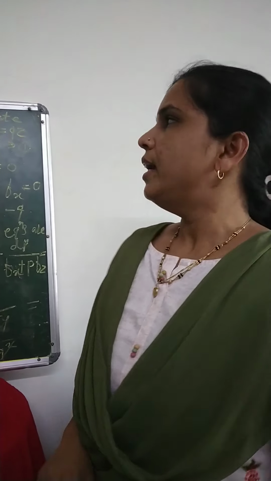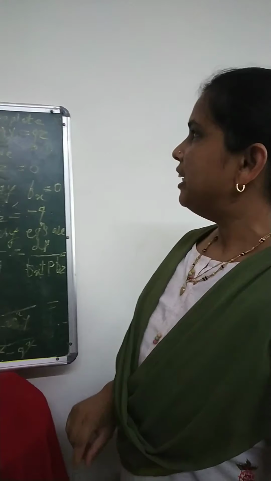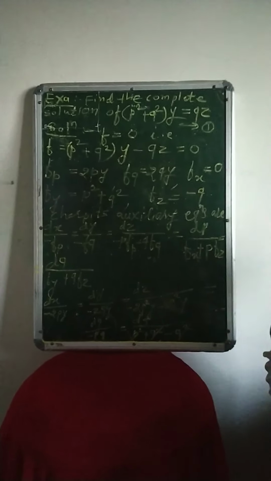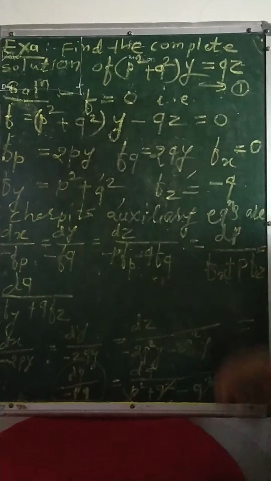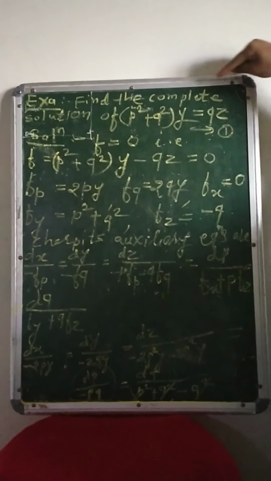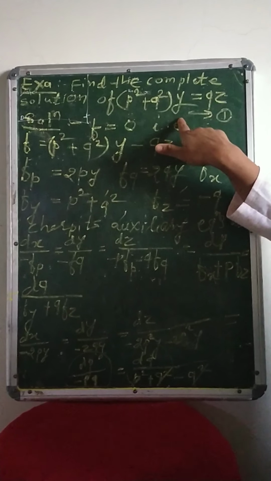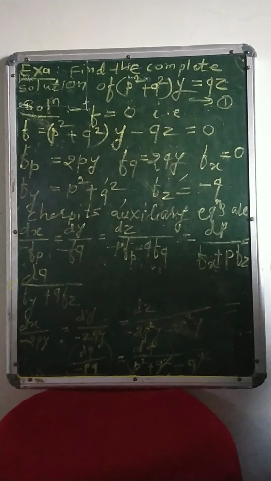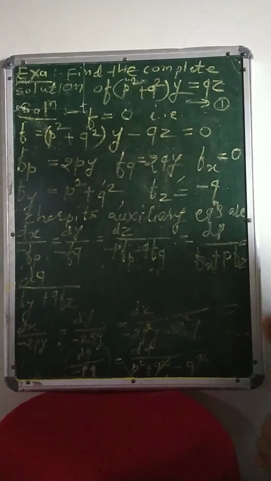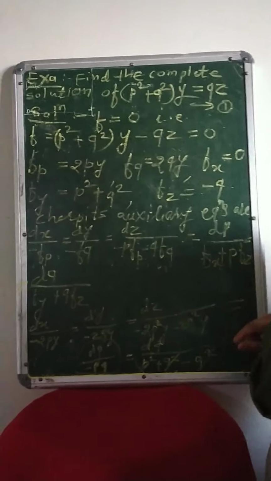So today here we discuss how to find the complete solution of partial differential equation by Charpit's method. So here I have taken one example. Find the complete solution of (p square plus q square) y equal to qz. Now, how to find the solution by Charpit's method? So here we will see.